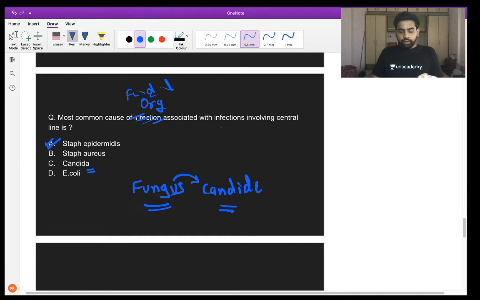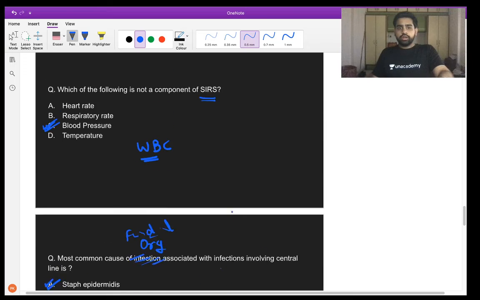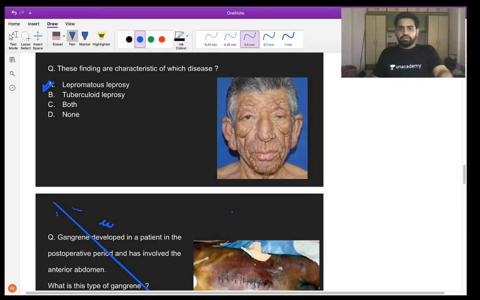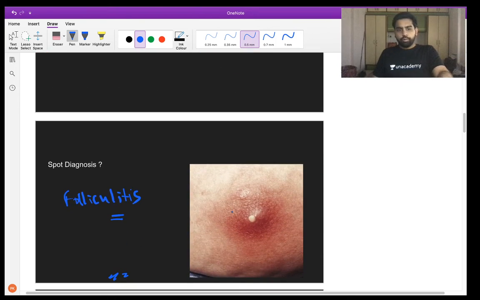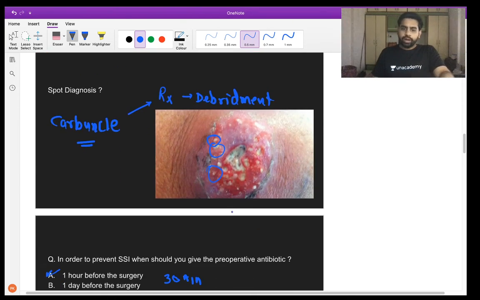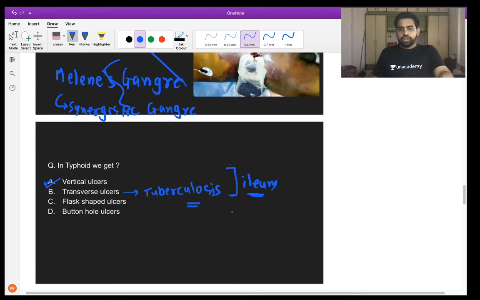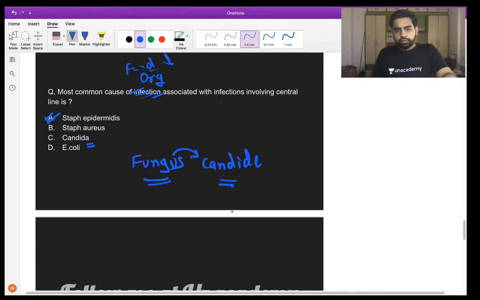Okay, good. So this is all about the basics of the infections which we covered for general surgery. I just covered the 10 important MCQs which I thought might be helpful for you in the general surgery part. So this is basically the end of the session.